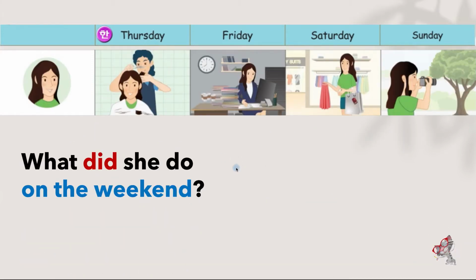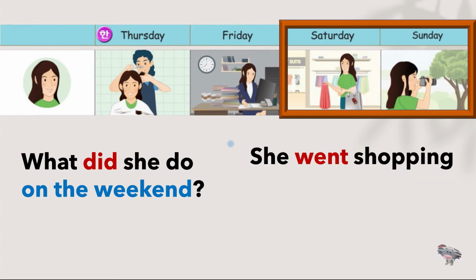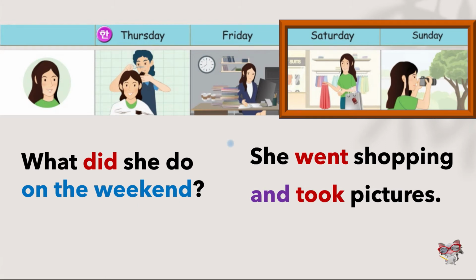A little extra here. Saturday and Sunday are the weekend. So you could ask, what did she do on the weekend? On the weekend, she went shopping and she took pictures. Yes, she went shopping and took pictures. Notice here, because you use and, you don't need to use she twice.